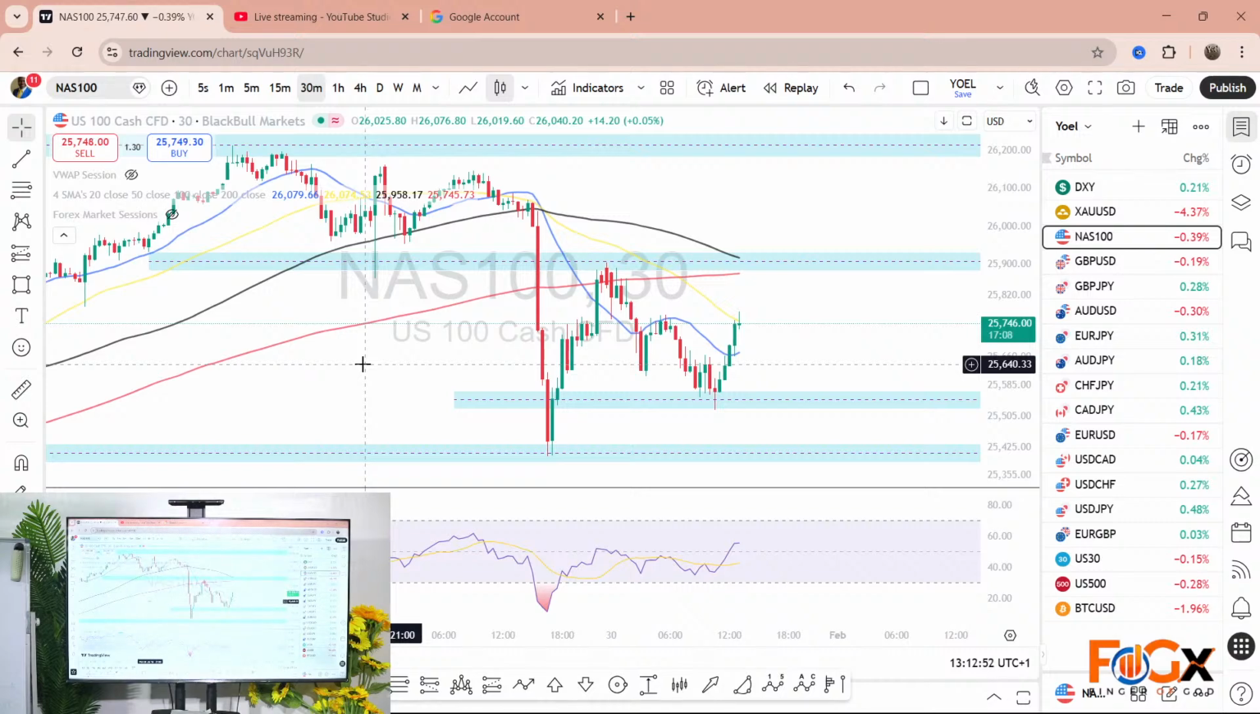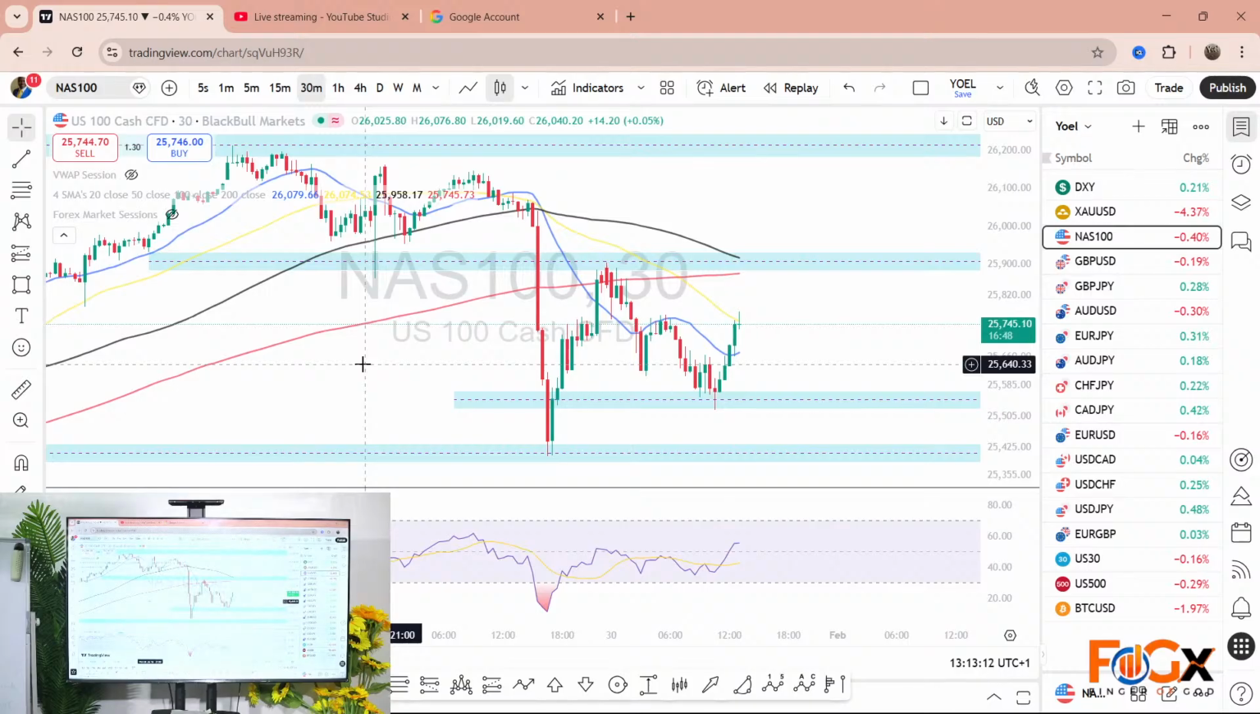So right now, no trade on NASDAQ. No jumping into the market. I wait here, I sell. I get here, I buy. If it gets here and it fails, it comes here, I buy.